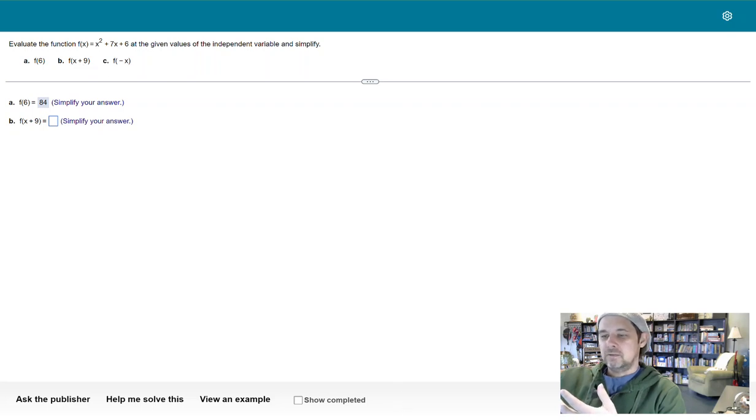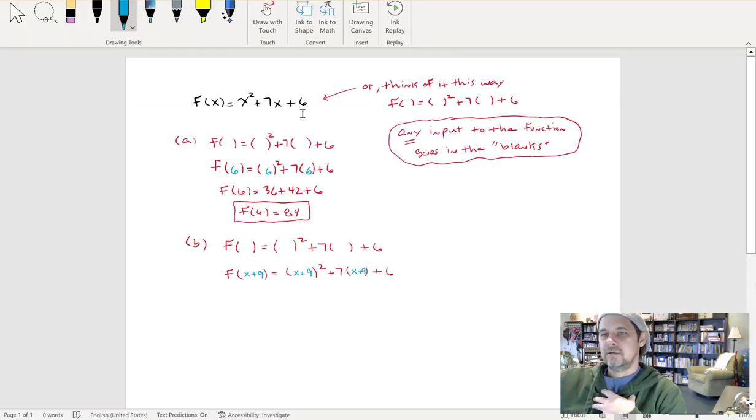Okay, so I want to think about it like this. Here's that function the way that it appears in the question. F of x equals x squared plus 7x plus 6. With a function, the goal, at least for us for now, is to put something in, an input, and then get something back out, an output. A function is inputs and outputs.